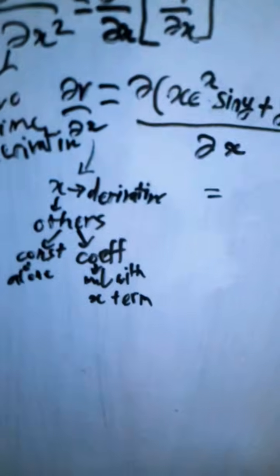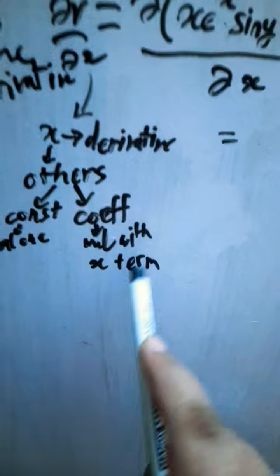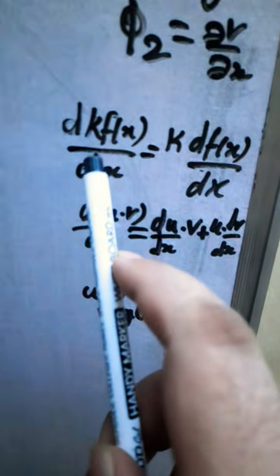So this was ∂v/∂x equal to ∂ of the whole bracket x e^x sin y plus y e^x cos y, whole divided by ∂x. Okay, so see, sin y is other than the x term, so it is the constant coefficient. But is sin y alone? No, it is multiplied with the x term, so this is just a coefficient. For a coefficient, you take it out, take the derivative of the function, then multiply the coefficient afterwards directly.